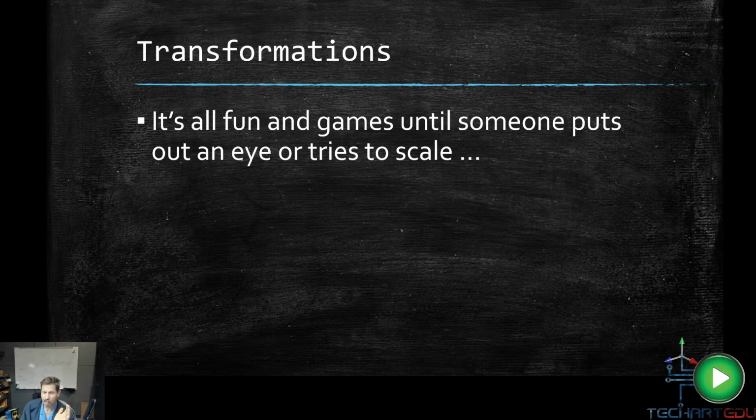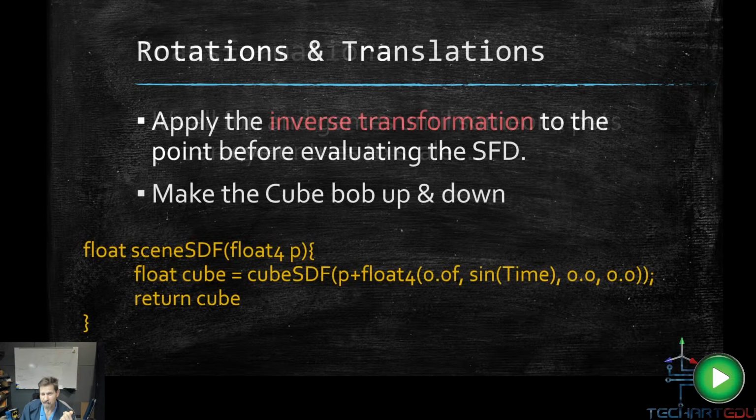When translating and rotating, you just have to remember to pre-transform the point before evaluating the SDF. You have to do the opposite of the transformation to the point before putting it into the SDF. Suppose you wanted to move your object up. You would subtract some position from the point, and as it goes into the SDF, the object will appear to move up. If you want it to go downward, you would add, so it goes in the opposite direction.